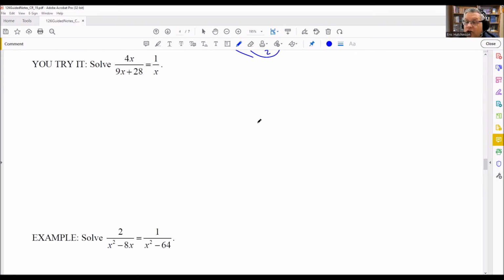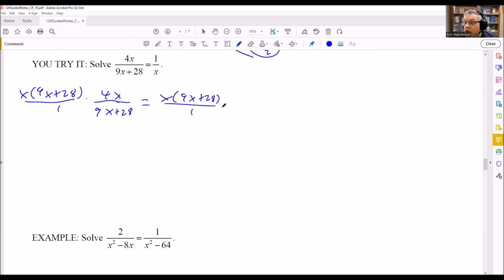We will finish this video off with one more example, the same kind. Common denominator is going to be x times 9x plus 28. So I'm going to multiply this on both sides of the equation. So I'll put that in front of each of these. So x times 9x plus 28. Add that over 1 times 1 over x.